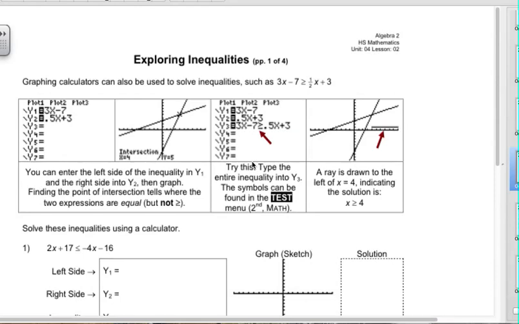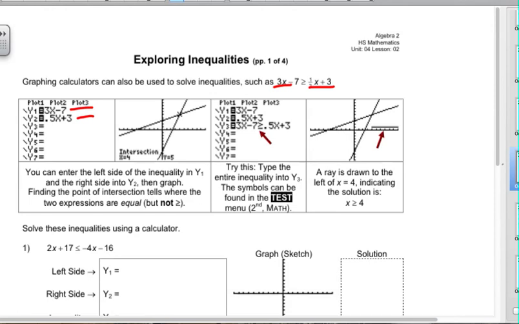Okay, on this one, we're going to talk about exploring inequalities. These are going to look very similar to what we did before. Here you're going to see we've got two linear equations. And so you put them, like we did with equation solvers, into this guy right here.